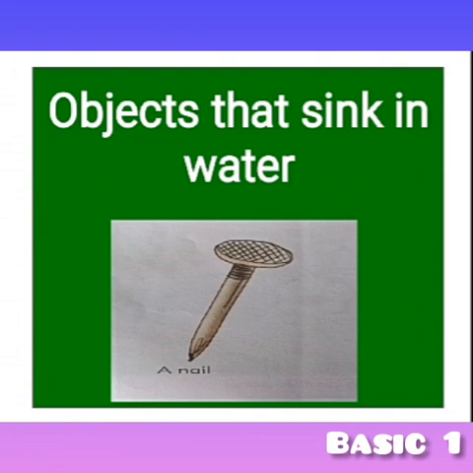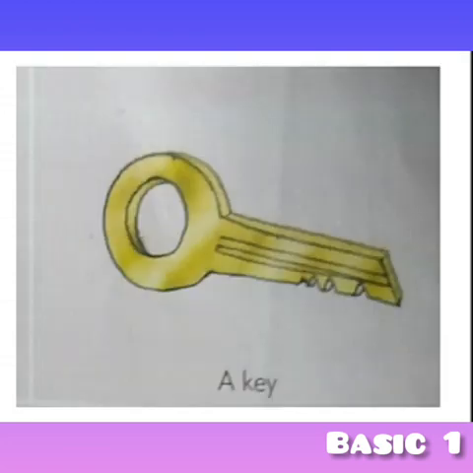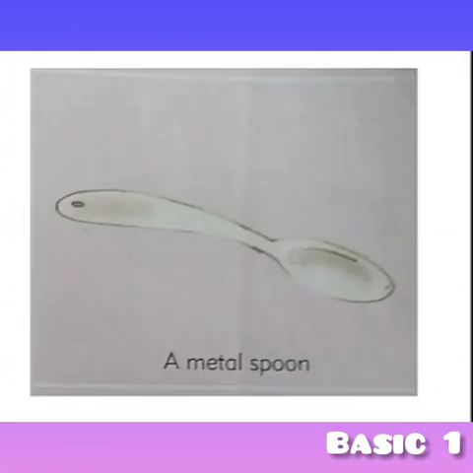Picture there is a nail. A nail sinks in water. A key sinks in water. A metal spoon is different from the plastic spoon. When you hold the plastic spoon in one hand, the metal spoon in the other hand, check the weight of it. Plastic is light, while the metal spoon is heavy. So a metal spoon sinks in the water.